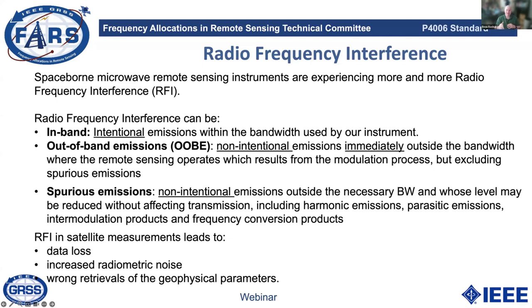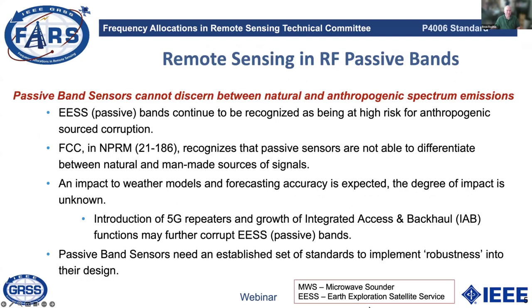Now, as you remember in the last slide, I mentioned that the energy that is being observed is extremely weak. So one of the problems we have is that it doesn't take much energy at all for the sensor to be interfered with. So the bottom line with these types of interference is that the measurement can suffer data loss, data corruption, increased radiometric noise, and even wrong retrievals of the geophysical parameters.